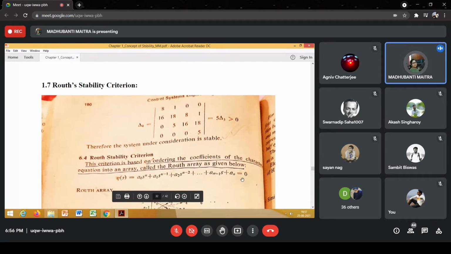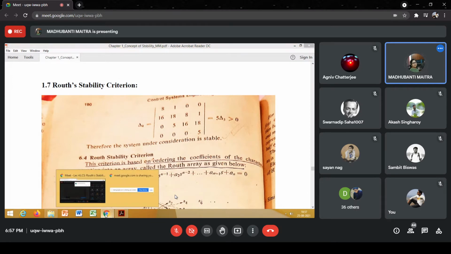So to apply Routh stability criterion, first of all, we'll have to form a table or an array using the coefficients of the given characteristic equation. That means using these coefficients a0, a1, a2, so on and so forth, right? And that table or array is known as Routh's array or Routh's table.